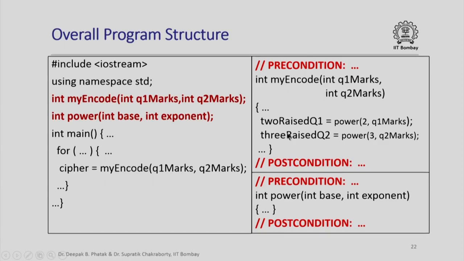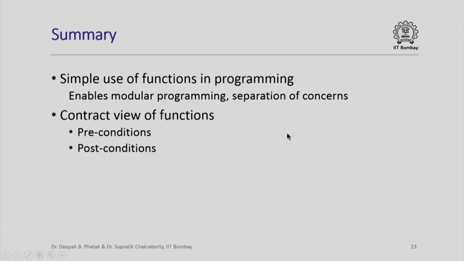So in summary, we saw simple use of functions in programming, and we have seen that by using functions we can do modular programming, we can do separation of concerns, we can solve a small subproblem in a function and then use that solution in a larger subtask. And we have also seen the contract view of functions, where we specify preconditions and postconditions, and that is all that we need to know when we invoke a function.